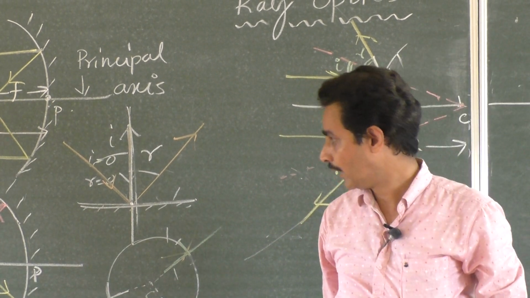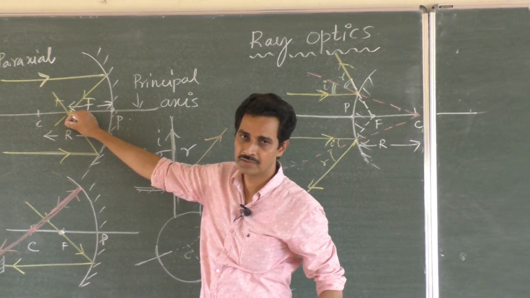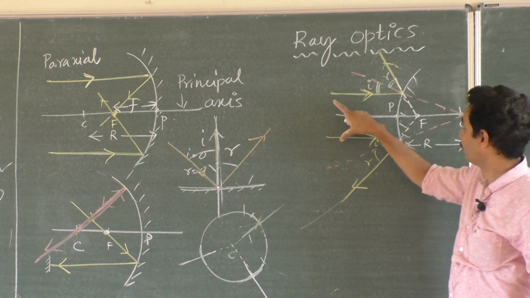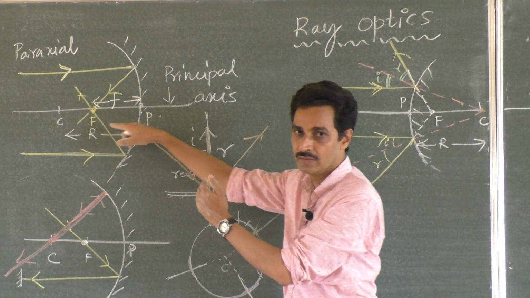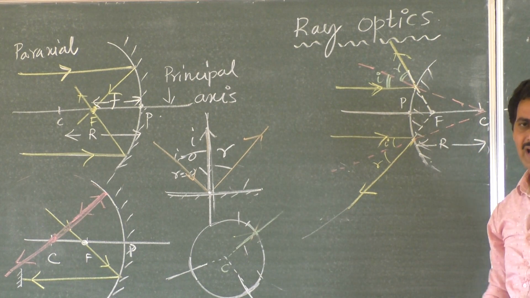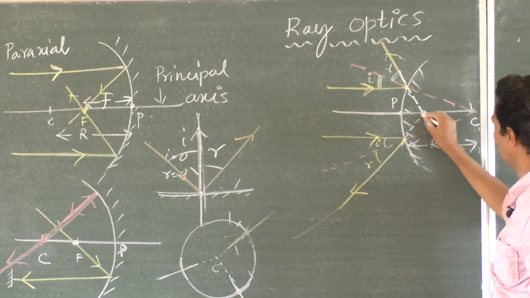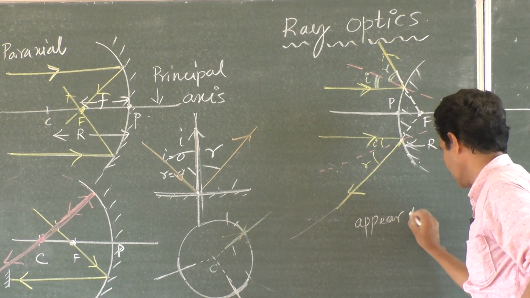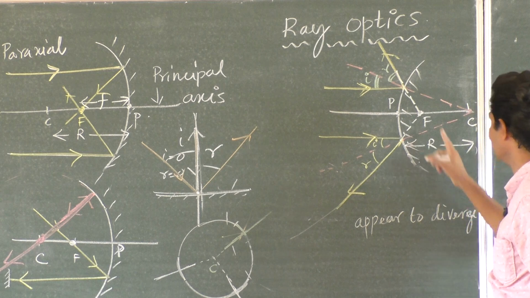In a concave mirror, if paraxial rays are incident, they actually meet at a point, and that point is called the focus. Whereas in a convex mirror, if parallel rays are incident, they diverge. They don't converge as they do here. They diverge here. But when they diverge, they don't diverge randomly. They diverge in such a way that they appear to come from this point F. So they appear to diverge. Try to write this word always in the exam. Appear to diverge from a point inside the mirror.